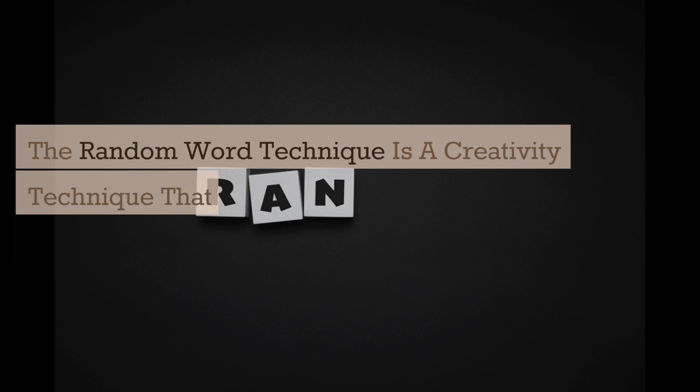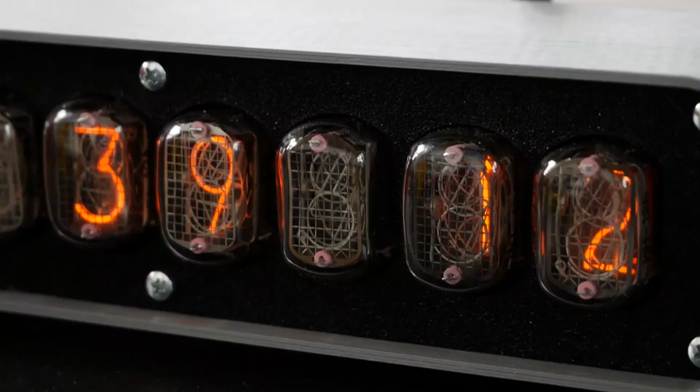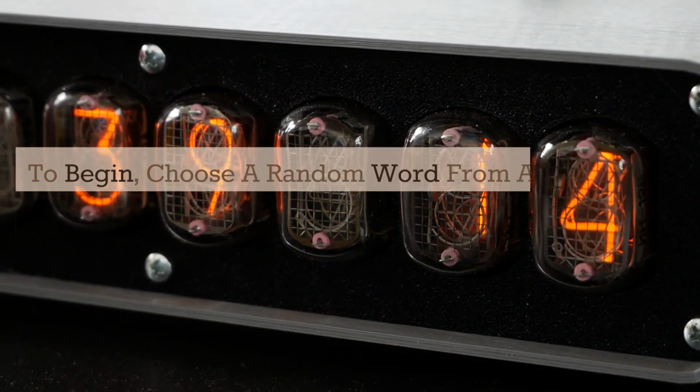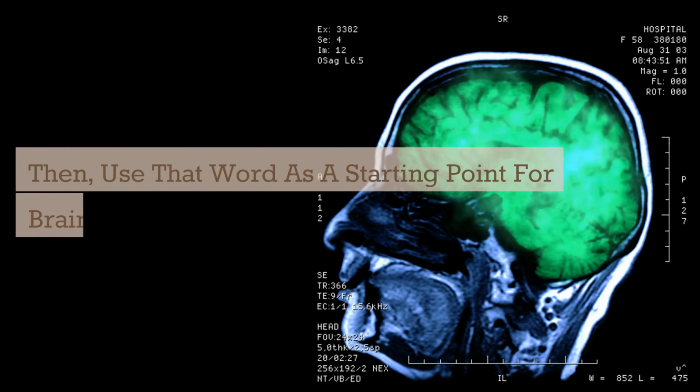The random word technique is a creativity technique that involves selecting a random word and using it as inspiration for ideas. To begin, choose a random word from the dictionary or generator. Then use that word as a starting point for brainstorming ideas.